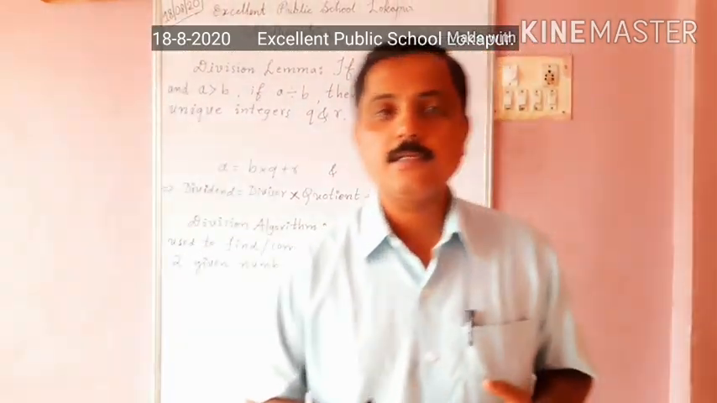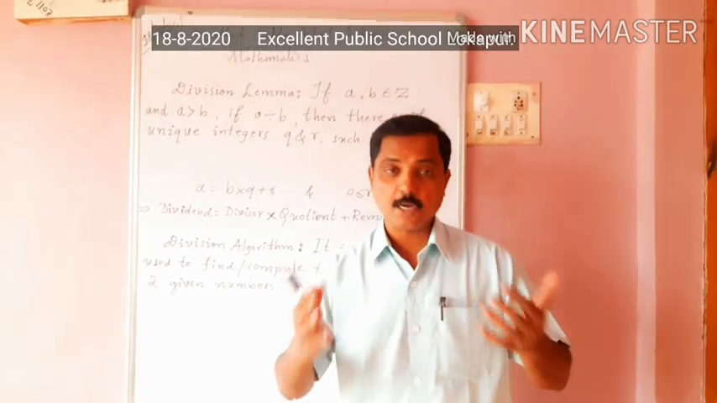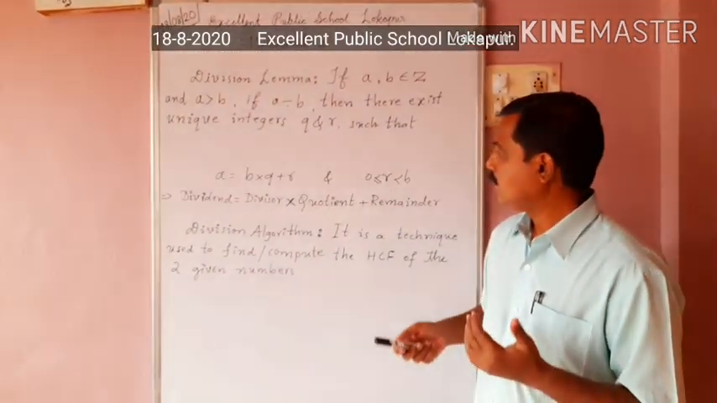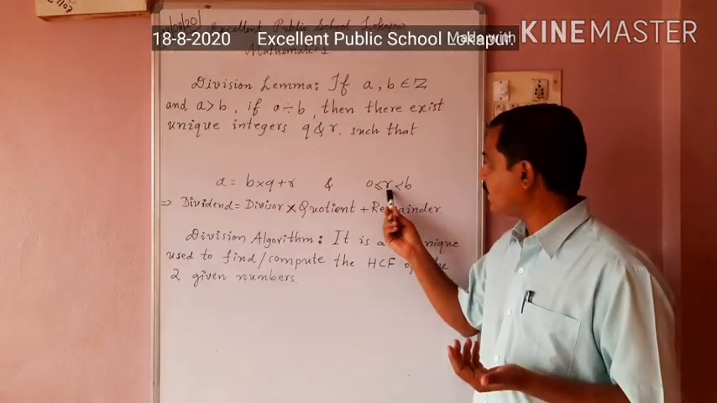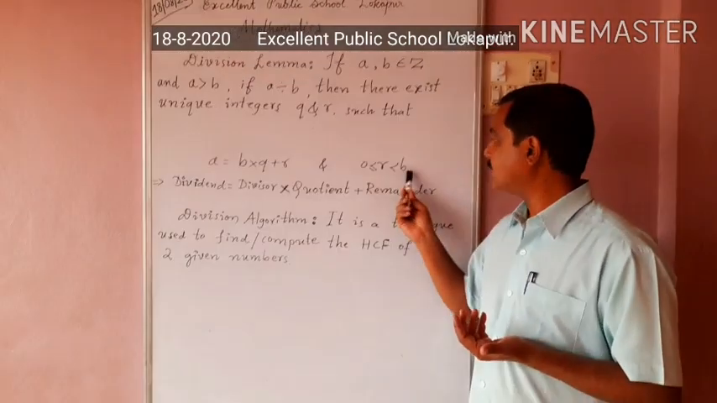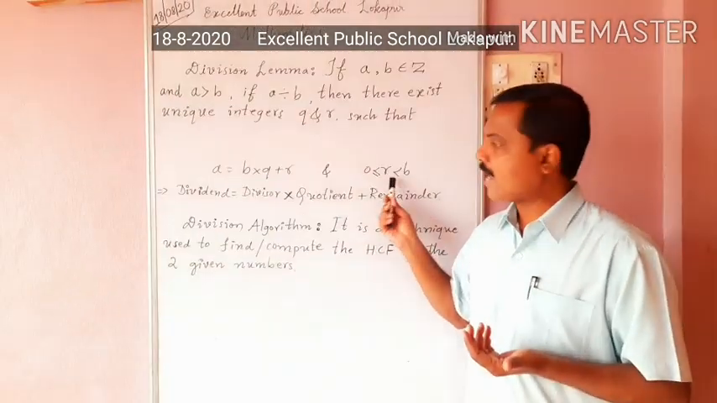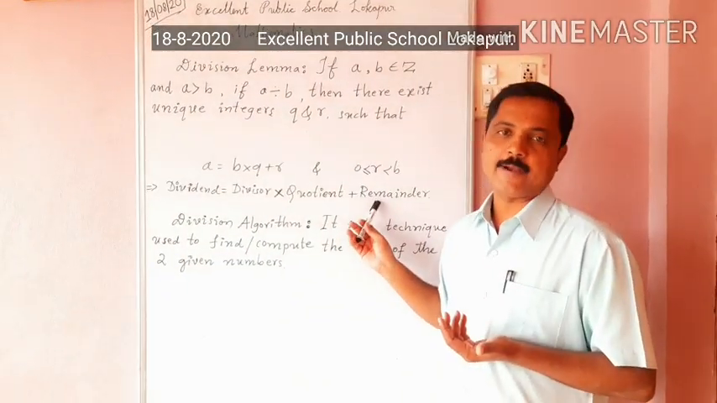Hope children, today in this session you learnt about the definition of division lemma, and you learnt that in any division the remainder is greater than or equal to 0 and the remainder is less than the divisor, and dividend is equal to divisor into quotient plus remainder.